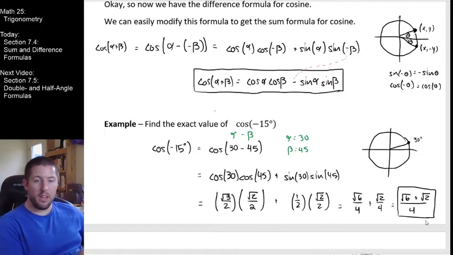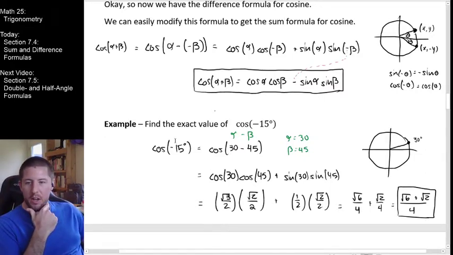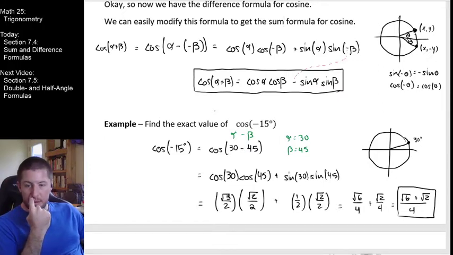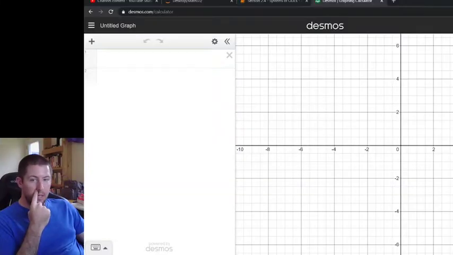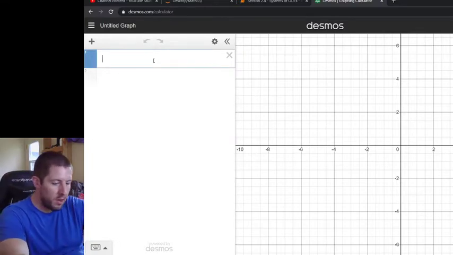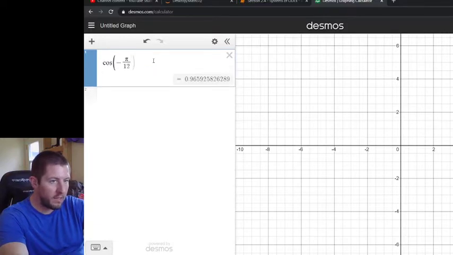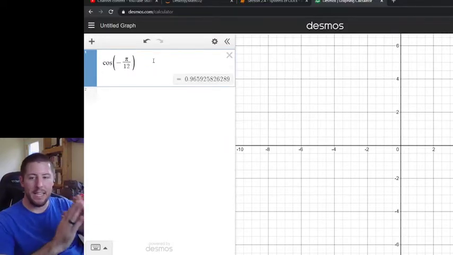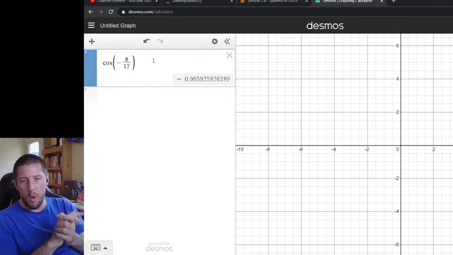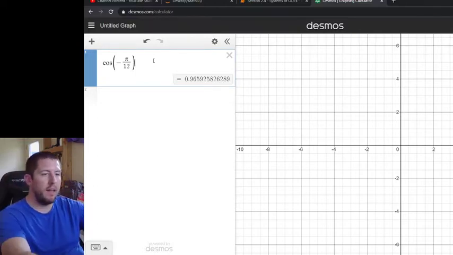I think that this is worth double checking because this just seems kind of crazy to me. It doesn't seem like an angle that we should have been able to get our hands on right here. So let's go ahead and ask Desmos if it agrees with us. I'm going to pop on over to Desmos here. And we want the cosine of, now I think Desmos wants me to do radians. So if pi sixths is 30 degrees, then pi twelfths is 15 degrees right there.